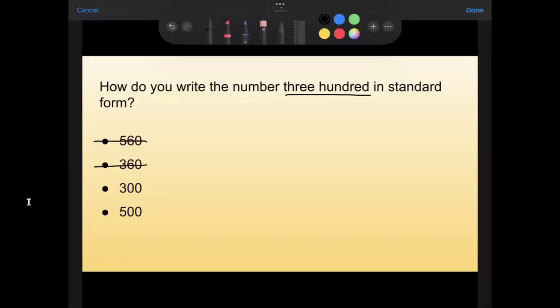The next one has a 3 in the hundreds place and nothing else, just 300. And that's exactly what we're looking for. That matches this word form perfectly. And the last one has a 5 in the hundreds place. So we know that that is not the number we're looking for. So this is how you would write the number 300 in standard form from word form.